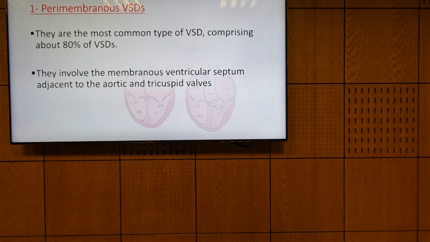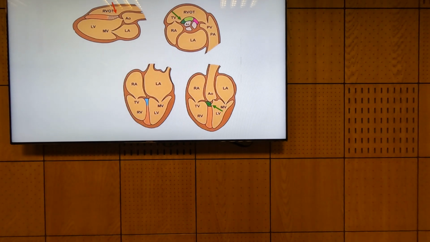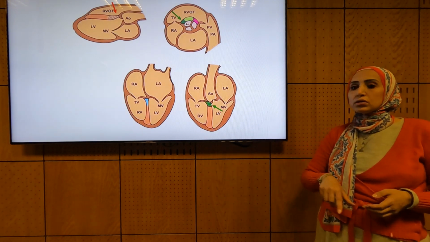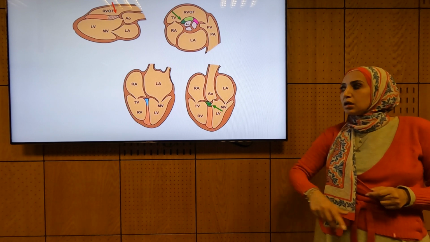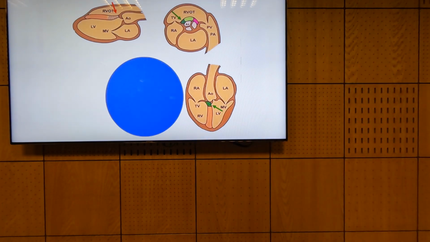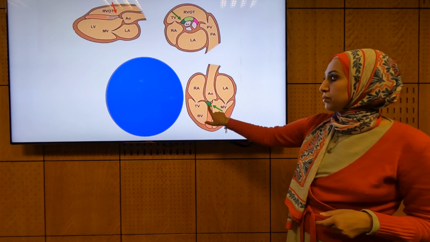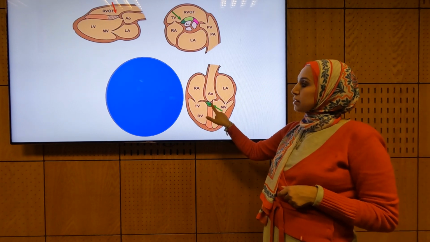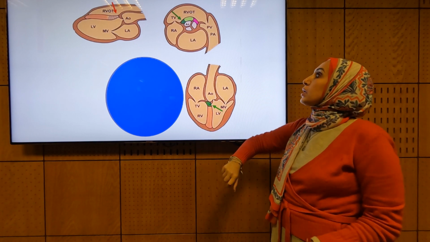Okay, which view of these will not help us to see the VSD? We have to look for the aorta and we have to look for the tricuspid. Which one does not have the aorta and tricuspid? Apical 4. So apical 4 is not the view that you use to look for the perimembranous. Here in apical 5, we have the tricuspid and we have the aorta. This is the location of the VSD.